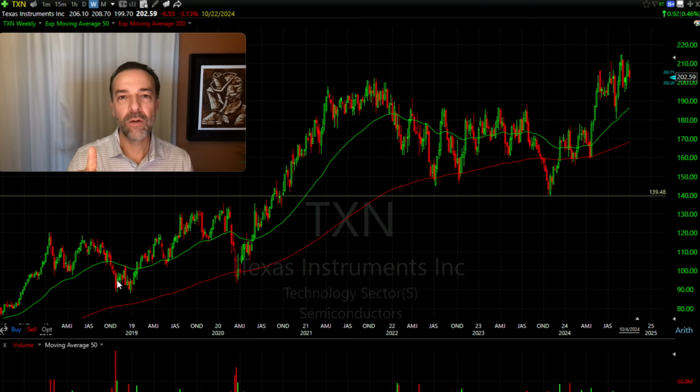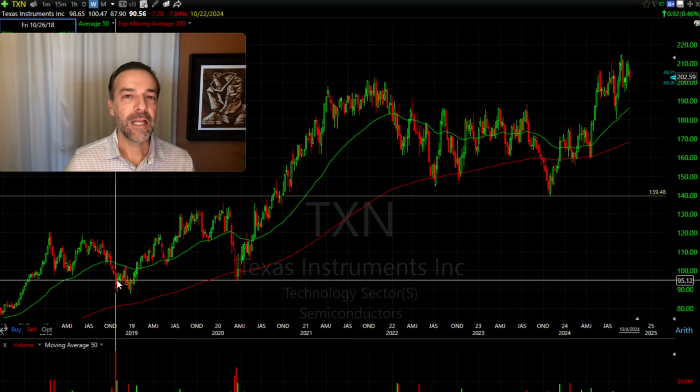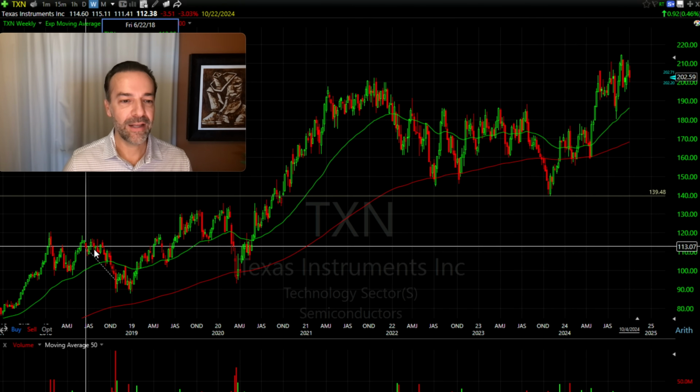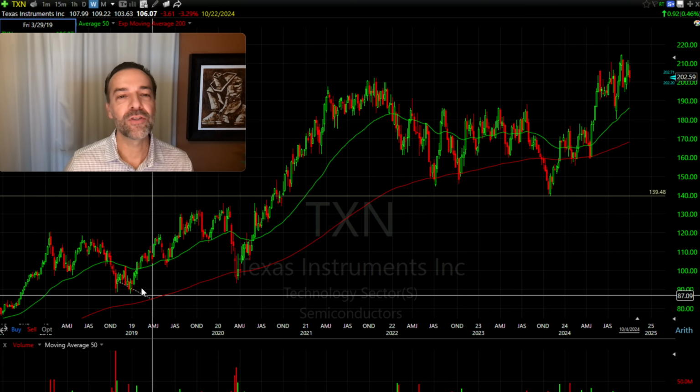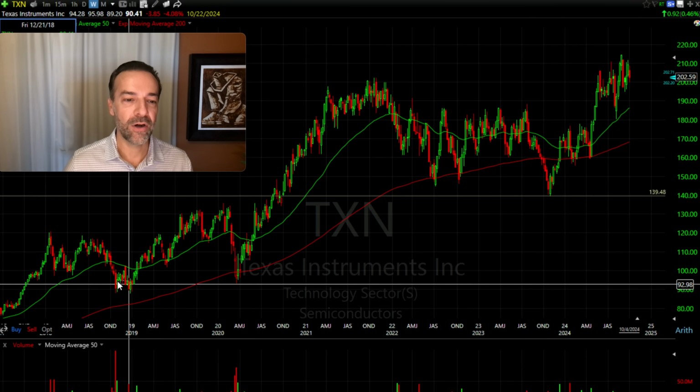Now I'm going to share one more with you. It's probably one you've heard of, which is Texas Instruments, ticker symbol TXN. Now we started trading this one back in 2018. It was towards the end of 2018. As you see, the stock had a nice decline, was finding support around this red 200 moving average on this weekly chart. So our timing was great.